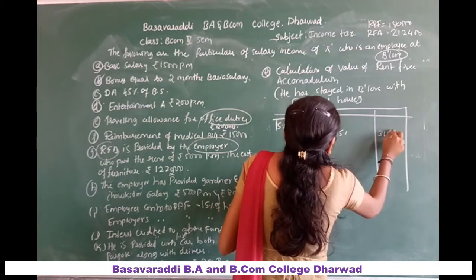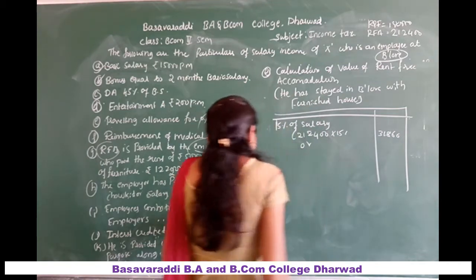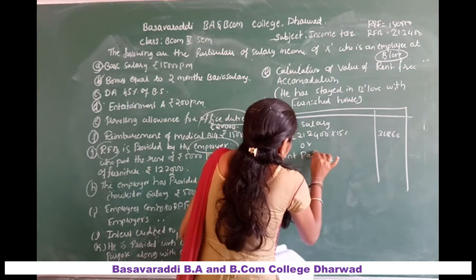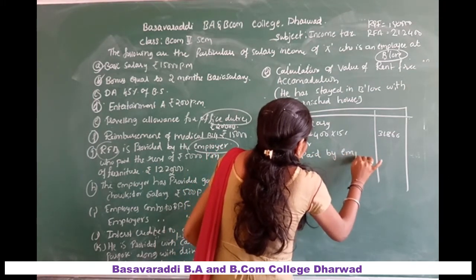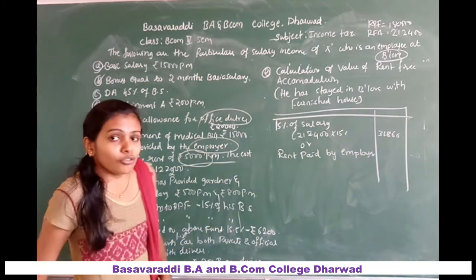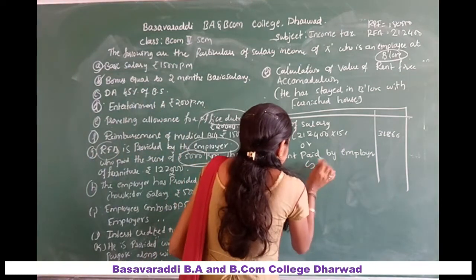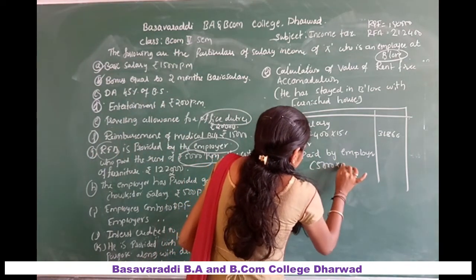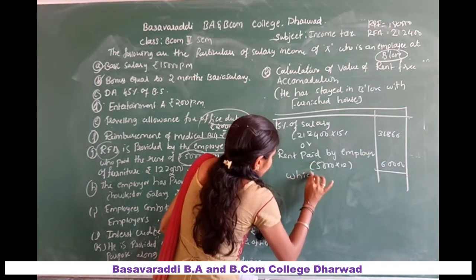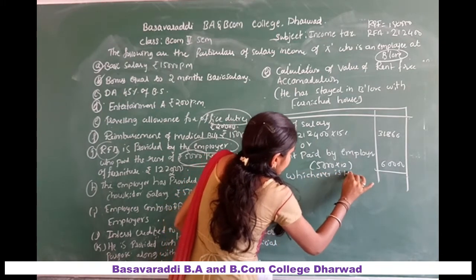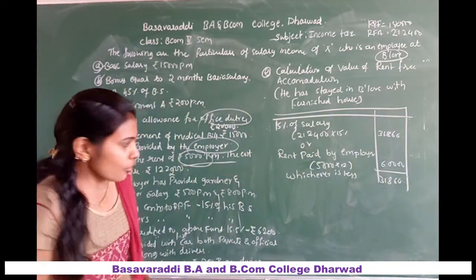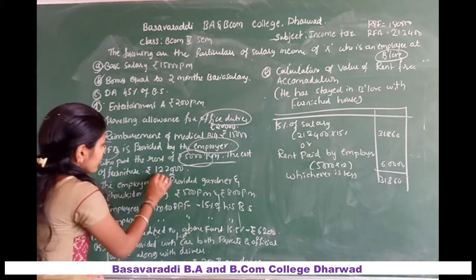Rent paid by the employer, that is 5,000 per month, 5,000 into 12, that is 60,000. Whichever is less, we have to consider, that is 31,860. And 10% cost of furniture. Cost of furniture amount, how much?